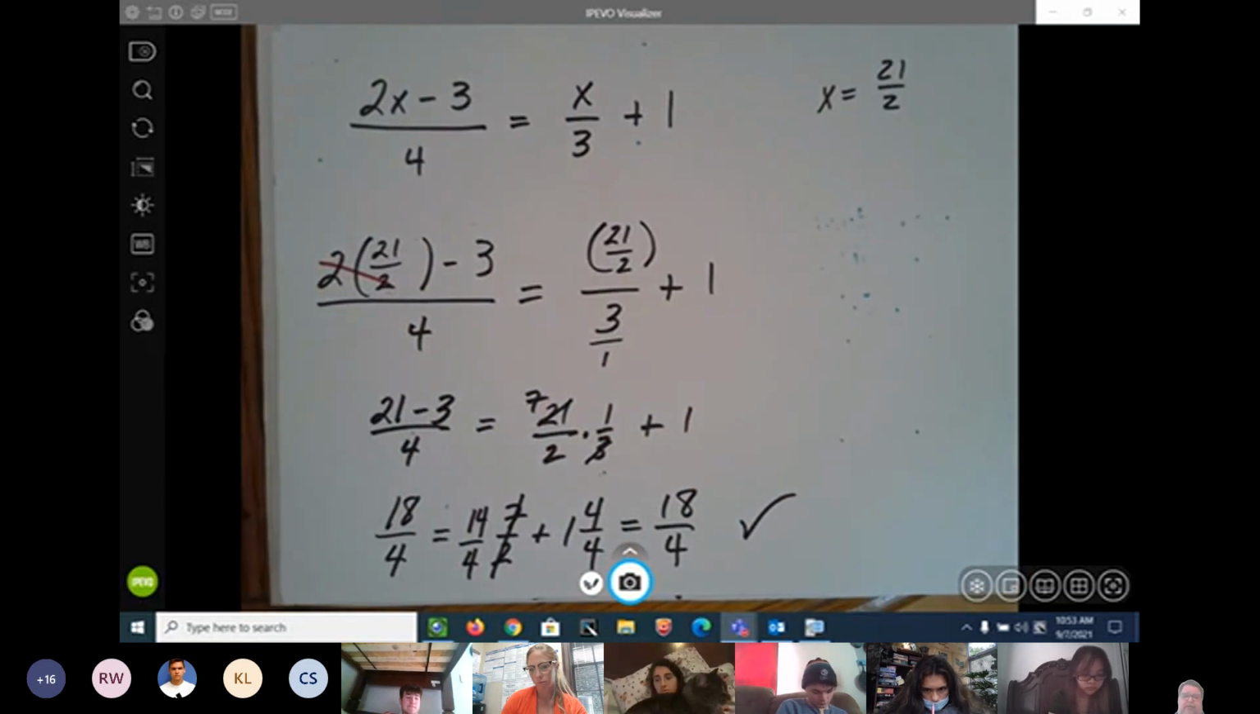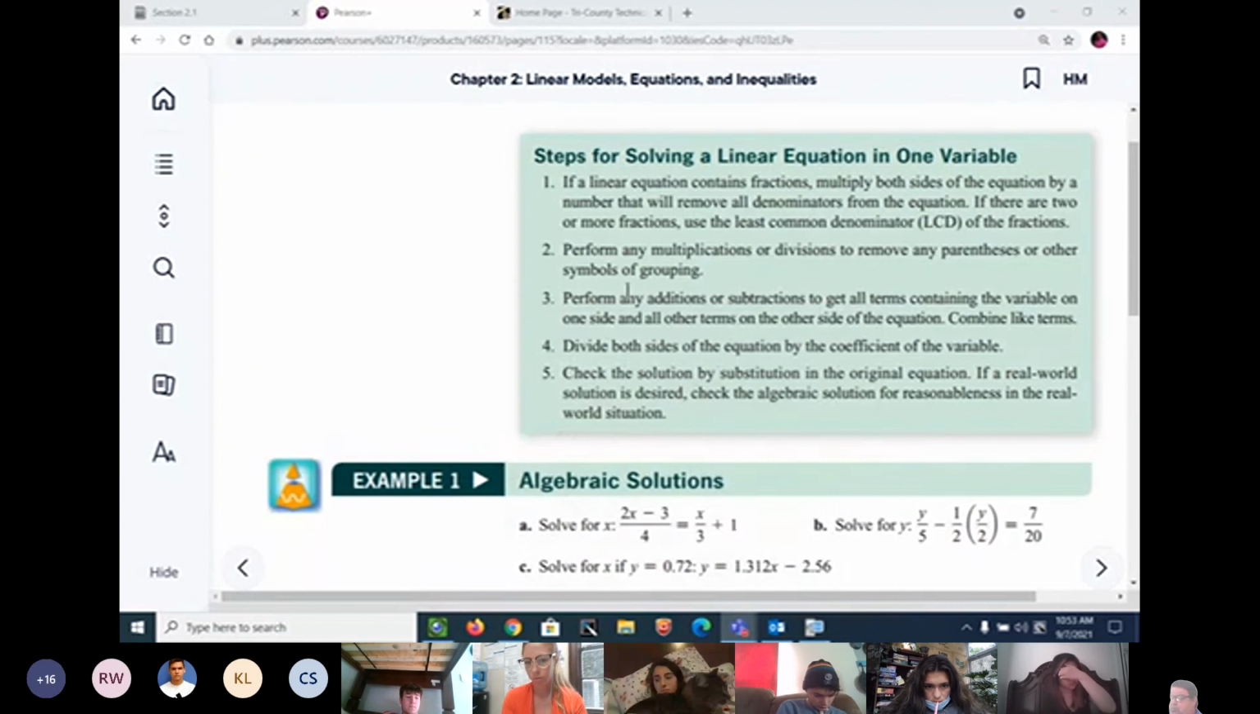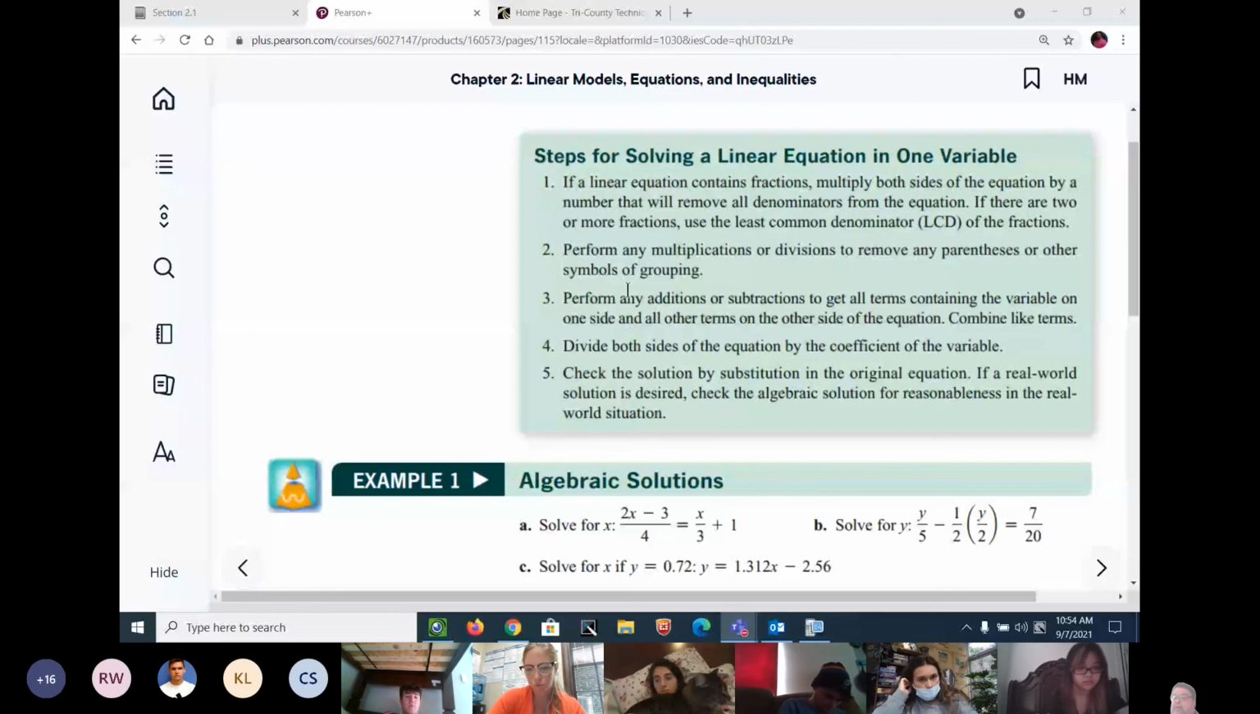Let's look at another example that they give us. I thought they were going to something else, but evidently not. Sometimes I get y'all mixed up with 110. Y over 5 minus 1/2 times y over 2 is equal to 7 over 20. Now the reason I'm pulling these out of the book is because these are good test questions. So I'm going to write y over 5 minus y over 4 equals 7 over 20.